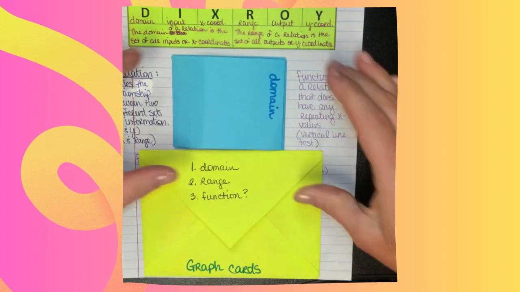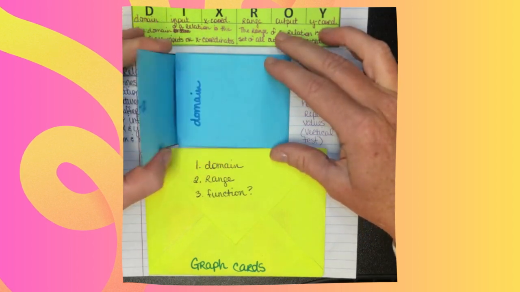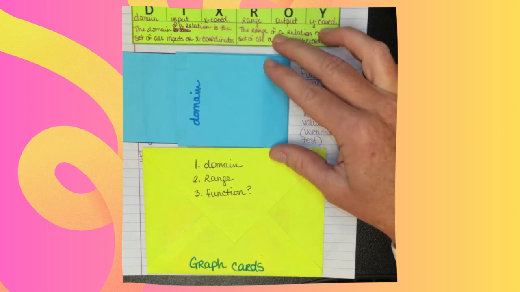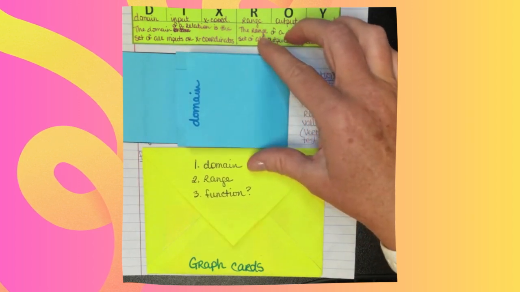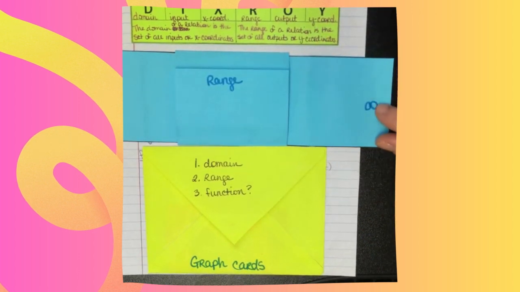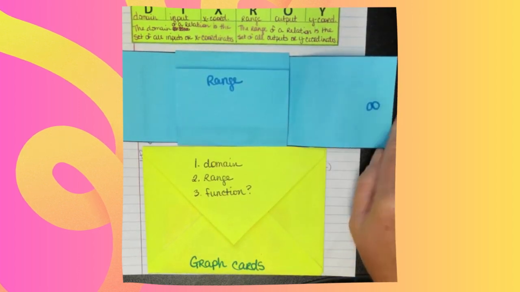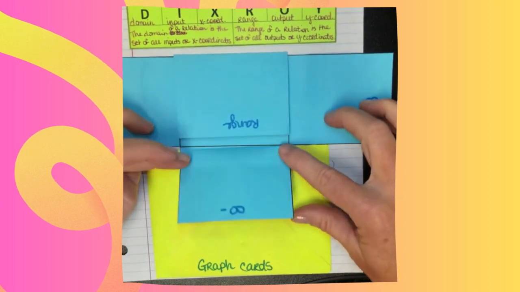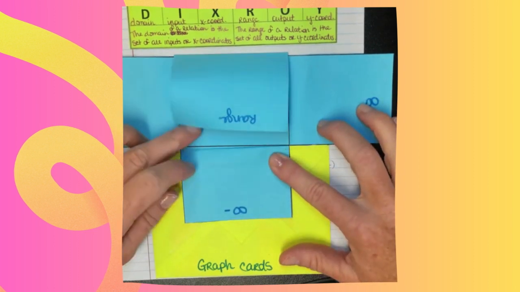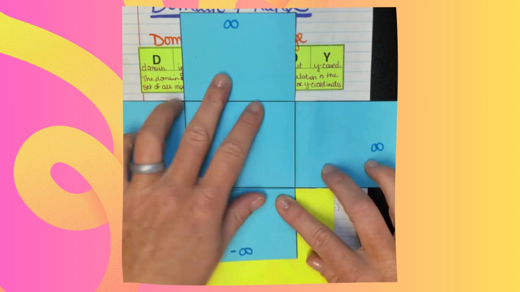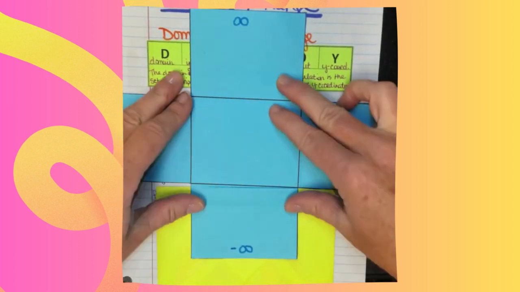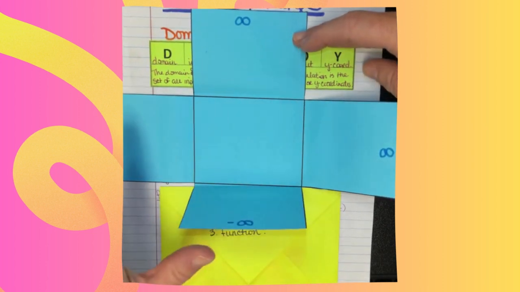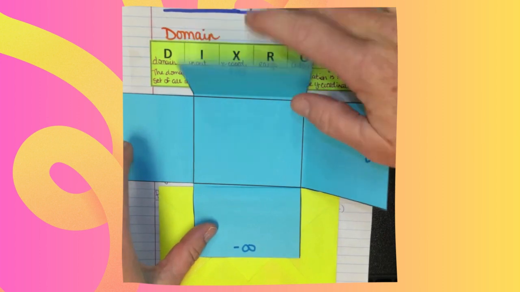And then we're going to open our windows up, and if the domain goes all the way to the left forever and ever, it's going to negative infinity. So I want you guys to add a negative infinity on the inside of this window, a positive infinity on this side. So if the graph goes forever in the right direction, we're going to positive infinity. Similarly with range, if it goes forever down, we're going to be talking about negative infinity, and forever up, we're talking about positive infinity. So your window, when fully open, should look something like this, where you have negative infinity, positive infinity, and positive infinity.